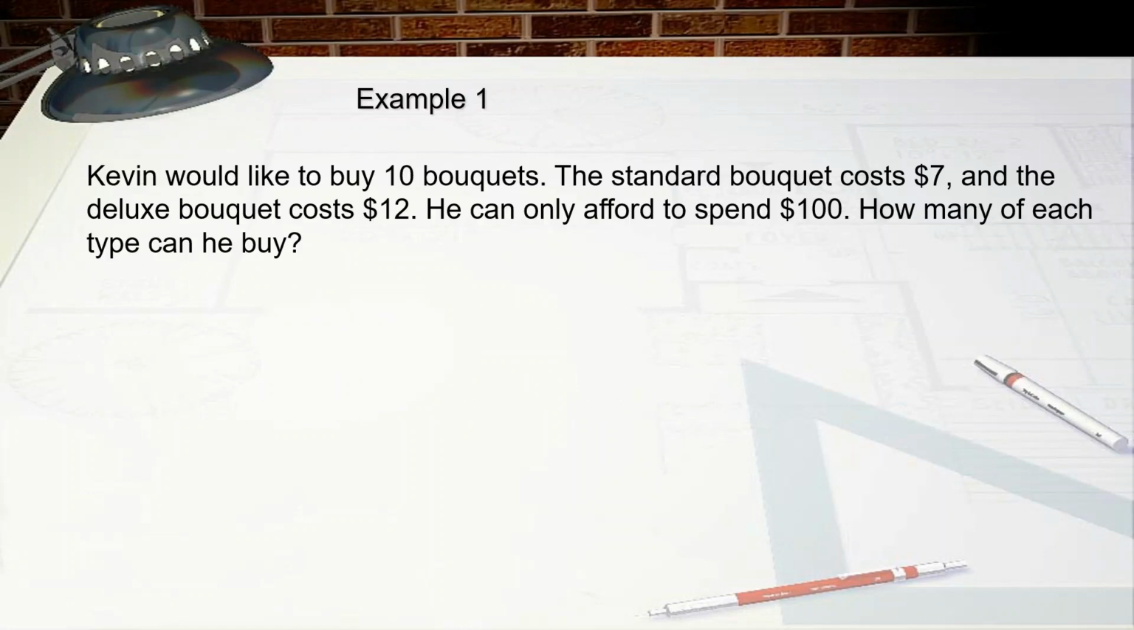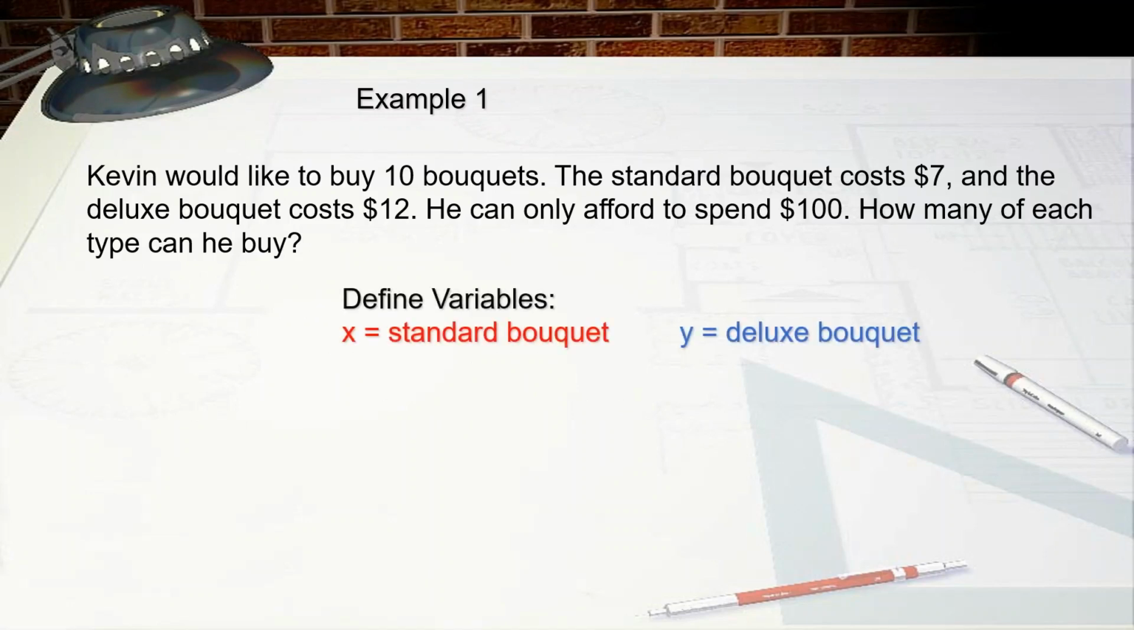Kevin would like to buy 10 bouquets. Standard bouquet costs $7 and the deluxe bouquet costs $12. He can only afford to spend $100. How many of each type can he buy? First of all, we need to identify the variables and define them. So here, x is equal to standard bouquet and y is equal to deluxe bouquets.